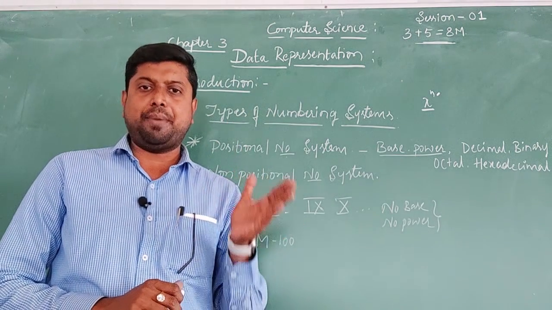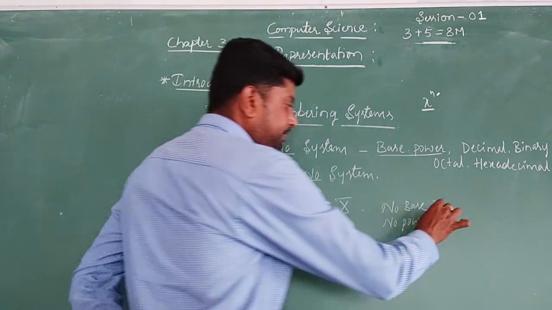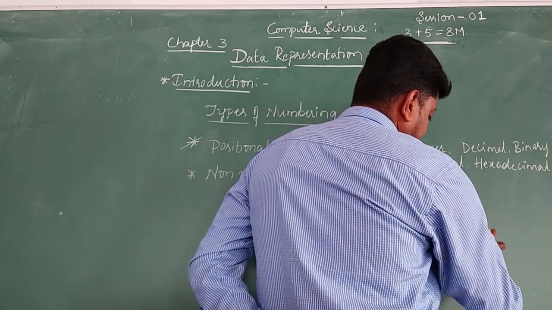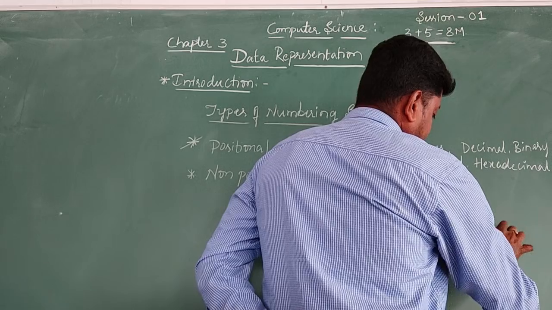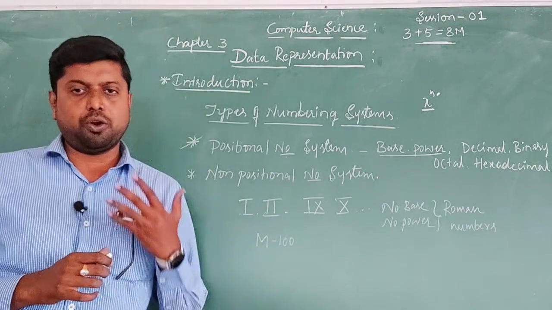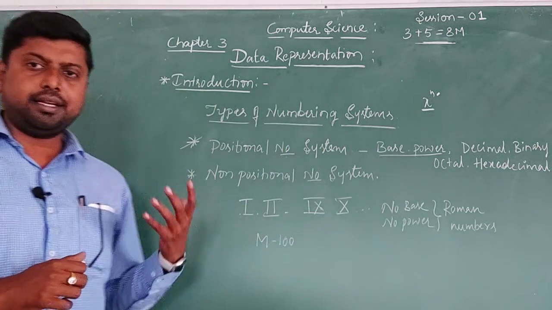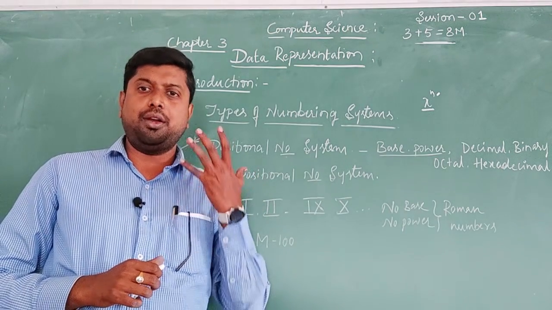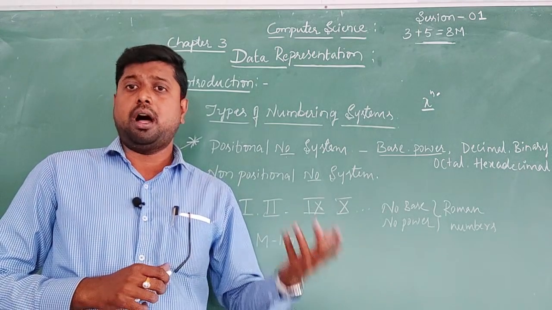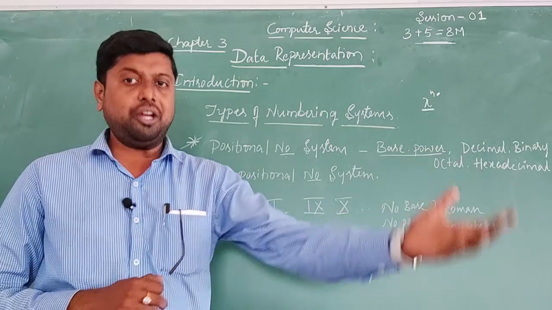The best example for a non-positional numbering system is Roman numbers. Remember, Roman numbers. Sir, why? You can ask a question here: why are these Roman numbers non-positional? As I said earlier, we use these numbers simply for indexing, identification, or bifurcation, but we are not at all using this type of numbering system for calculations.